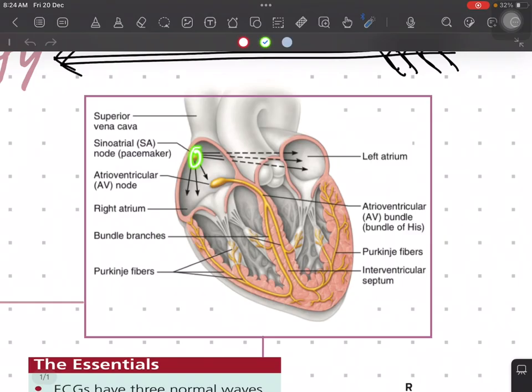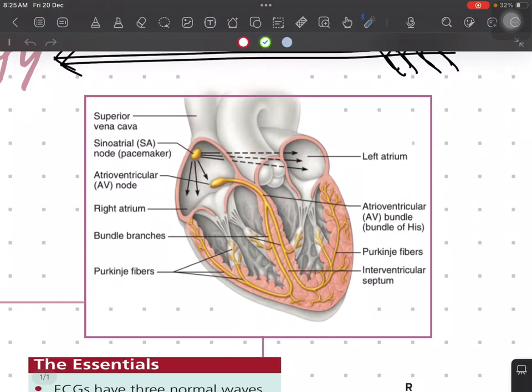So the impulse from the SA node reaches the atrioventricular node, which is the AV node. At the AV node, the impulse is delayed for 0.1 second. The delay is because it allows both atria to finish contracting and empty completely before the ventricles contract. And the impulse travels through the bundle of His to the Purkinje fibers.